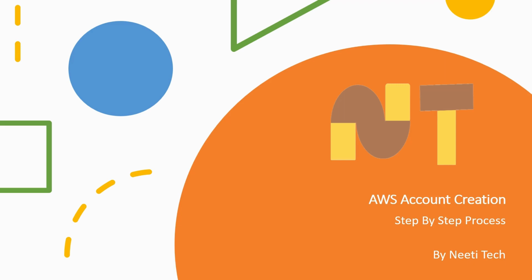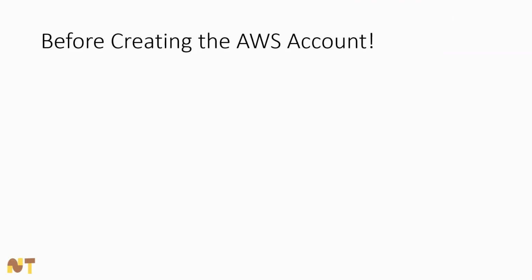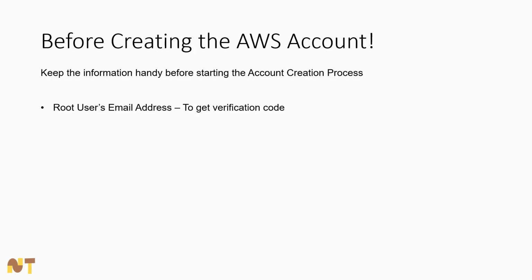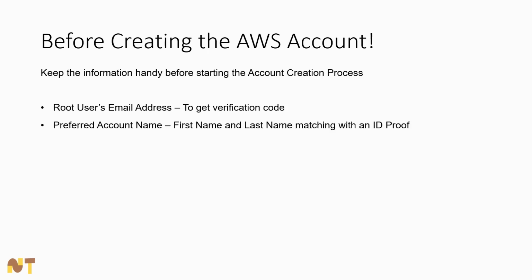Before proceeding with account creation, let's keep some information handy so that you don't need to rush to get those details. To complete the setup, you will need a root user email address. As you will receive a verification code on this email, keep it logged in somewhere. Next is preferred account name. It is recommended to have a standard first name, last name format. You might need to share some identity proof later, so be consistent with the account name.